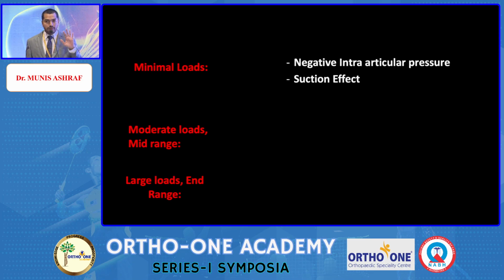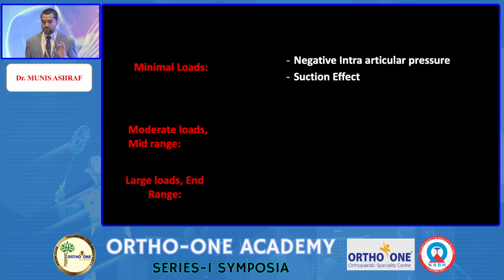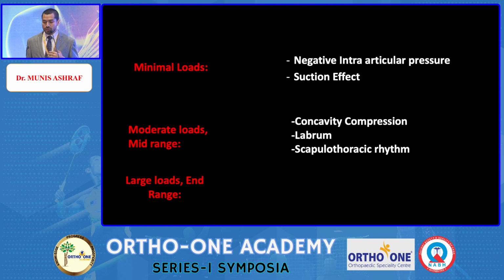Okay, so to summarize, at minimal loads the stability is provided by the suction effect. At moderate loads to the shoulder, it's the muscles which contribute. At large loads, it is the inferior glenohumeral ligament. Large load meaning abduction and external rotation. At 90 degrees of abduction and external rotation, for a volleyball player cocking up to smash, it is this ligament which is maximally stretched. That is your IGHL, the inferior glenohumeral ligament complex. Okay, so this is a brief anatomy.